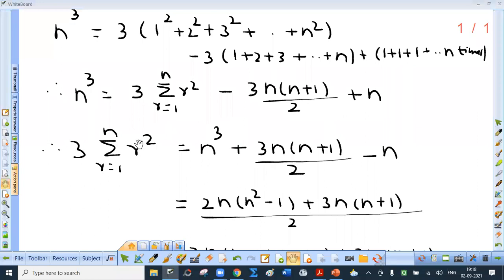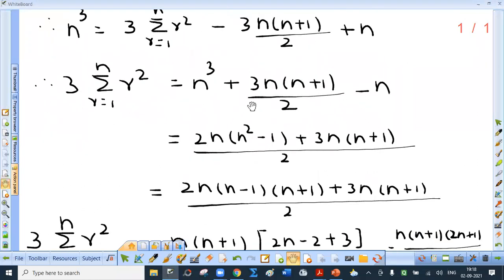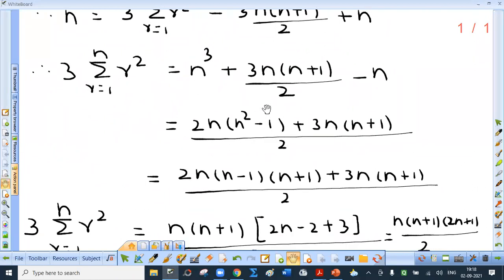So if you rearrange the terms, then what is 3 times sigma r square? n cube plus 3n into n plus 1 by 2 minus n. Here I have omitted one step. In fact, 2 steps are written in one step. So LCM is 2. Now n cube minus n.